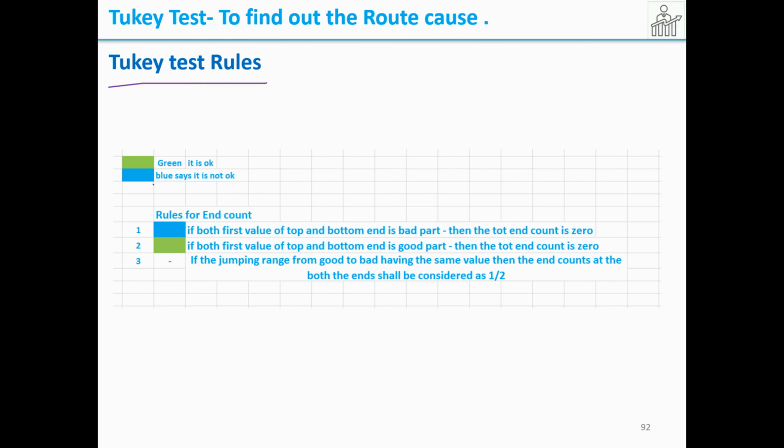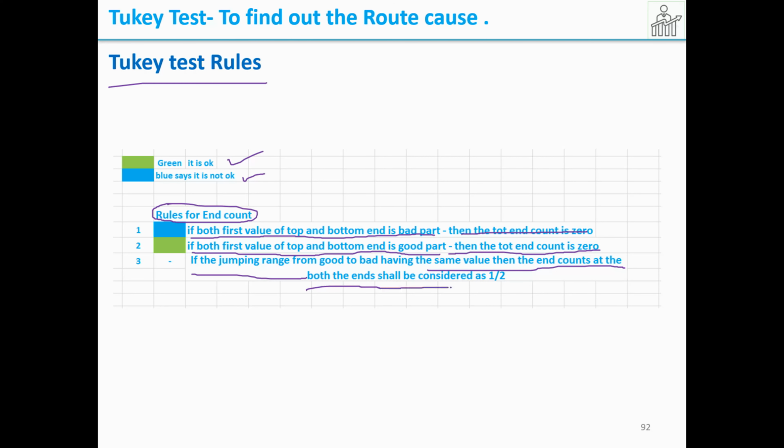Next, two key test rules. So when green is okay, blue is saying not okay. Rules for n count: we're going to calculate n count. First case, if both first values of top and bottom are in the bad part, then the total n count is 0. If both first values of top and bottom are in the good part, then the total n count is 0. If the jumping range from good to bad has the same value, then the n count of both shall be considered as 0.5 each.